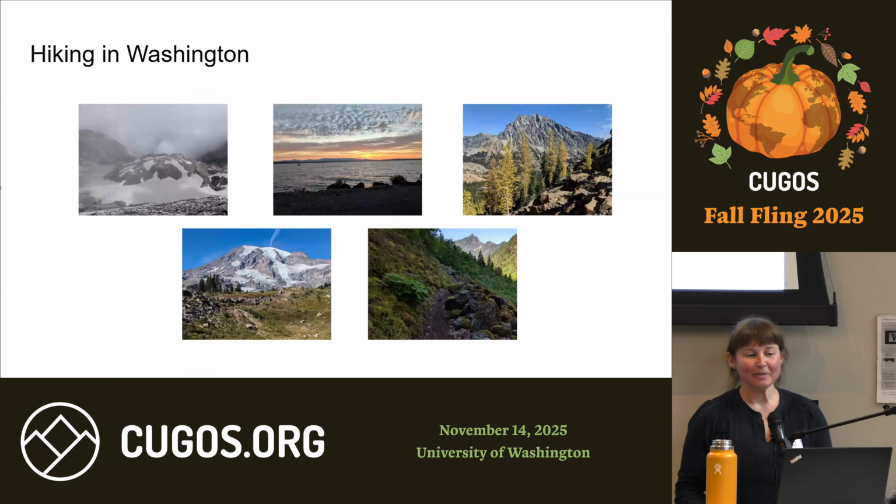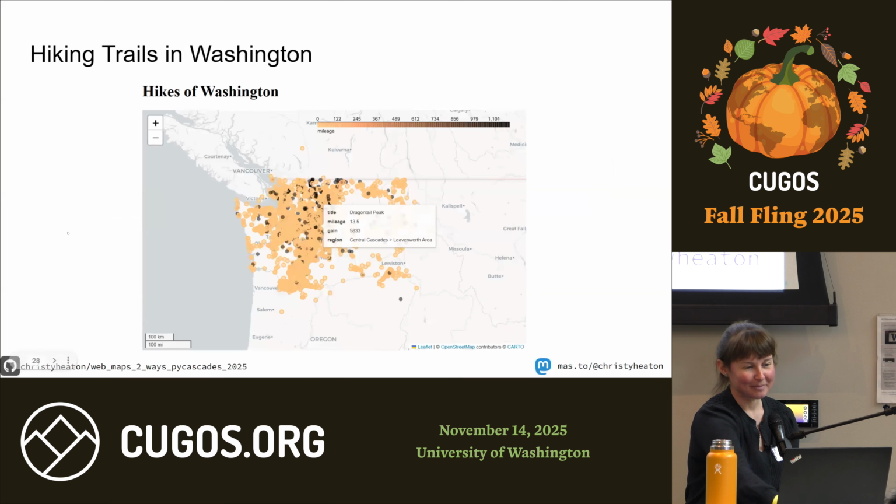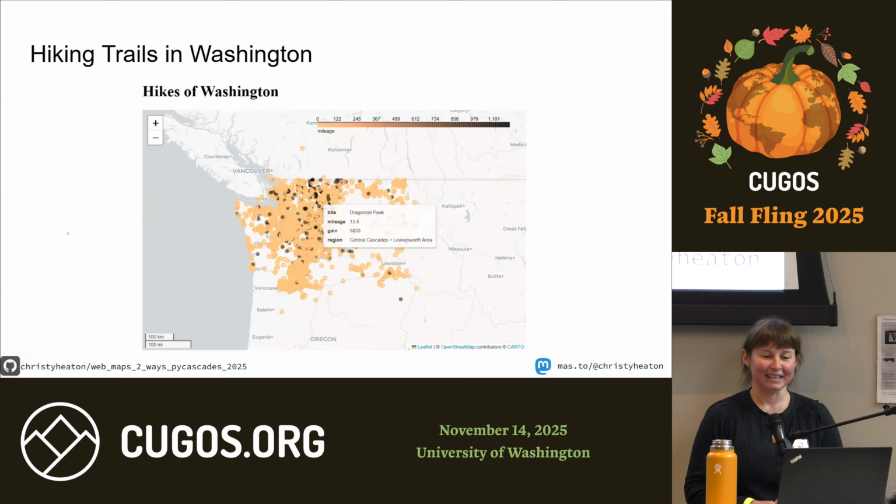For the theme of our map, it's going to be hiking. Hiking in the state of Washington is a wonderful pastime. There are so many volcanoes, rivers, and mountain ranges, so I highly recommend it. That's going to be the theme of our map. We're going to make a web map of the hiking trails in Washington.